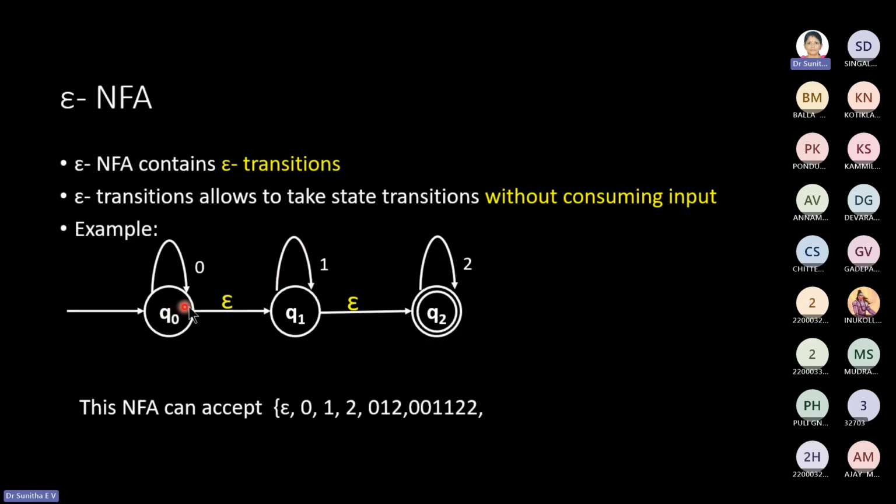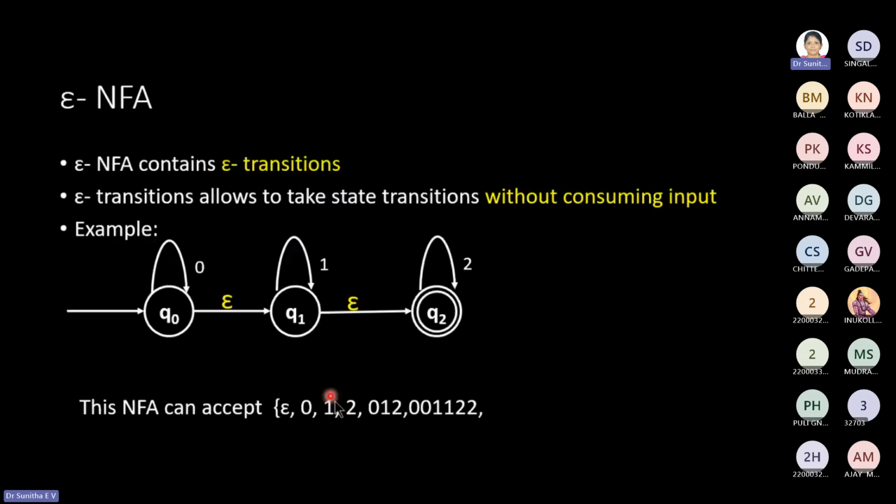Then if the input is 1, what happens? From Q0, it will take an epsilon transition, then consume the input 1 using this transition, then take an epsilon transition to reach Q2. So if the input is 1, the machine is able to reach the final state. Before and after consuming 1, it takes these epsilon transitions and reaches the final state. Since it is able to reach the final state on input 1, the input 1 will also be accepted.